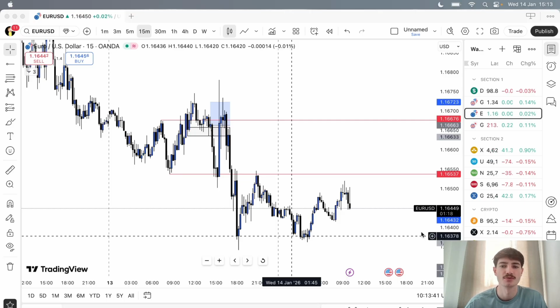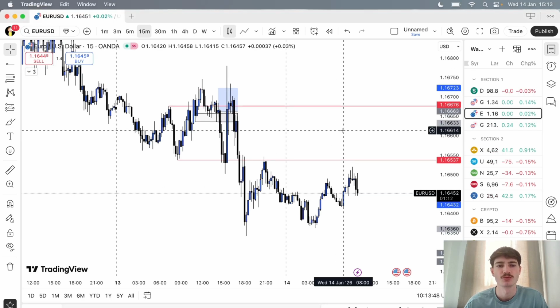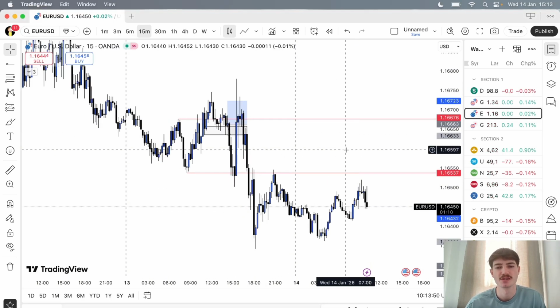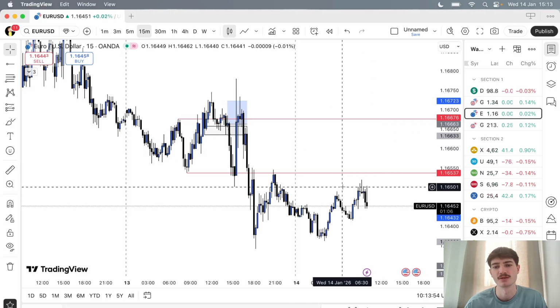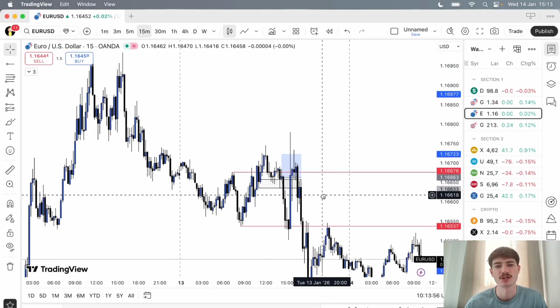I didn't get to record yesterday's trade, so let's get straight into it. We took a trade on EURUSD. As you can see, this is price currently developing, but this was yesterday's trade we took.